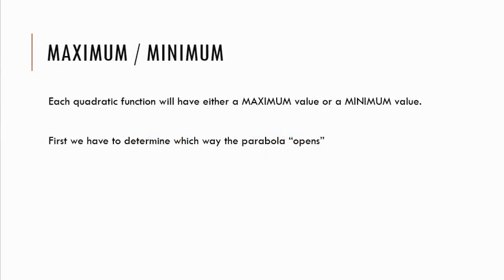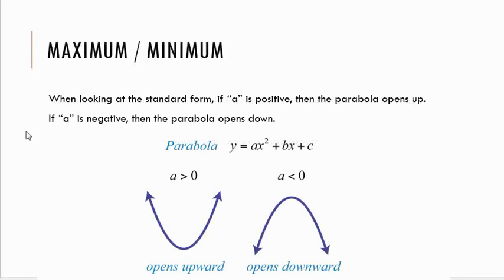Now earlier we said parabolas can either open up or down. Each quadratic function will have either a maximum or a minimum value. But first, we have to determine which way the parabola opens. When looking at the standard form, if a, that first coefficient, the leading coefficient, is positive, then the parabola opens upward. If a, the leading coefficient, is negative, then the parabola opens down.